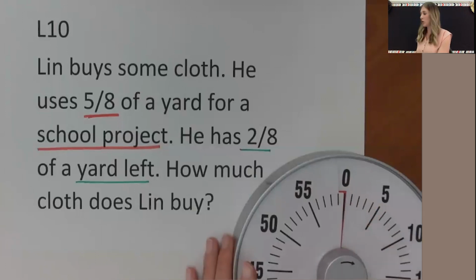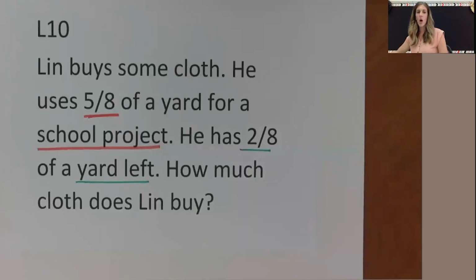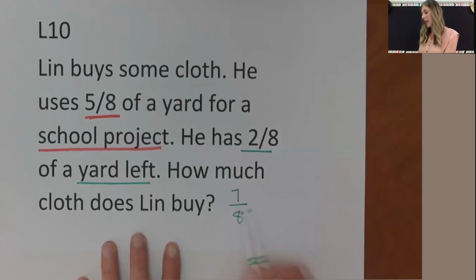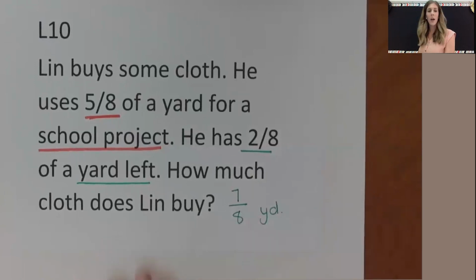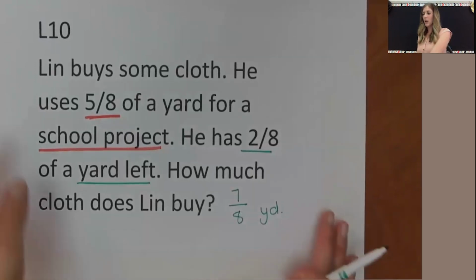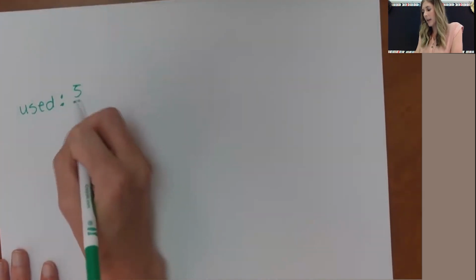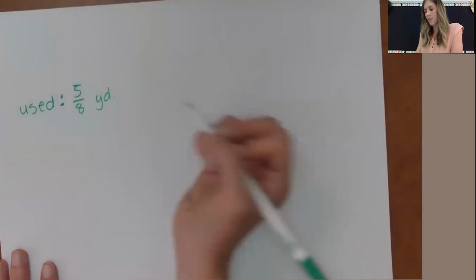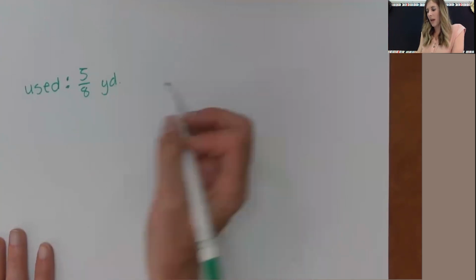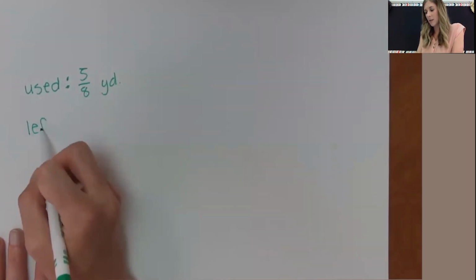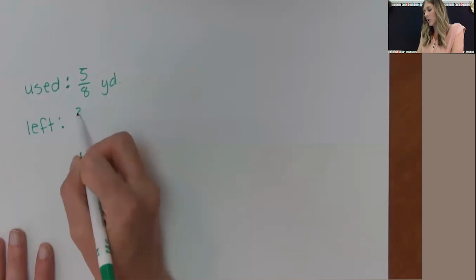Great job. Let's check it together. How much cloth does Lynn buy? Correct. He bought 7/8 of a yard of cloth. So let's look at that one together. We know that he used 5/8 of a yard. And we know that he had left over 2/8 of a yard.